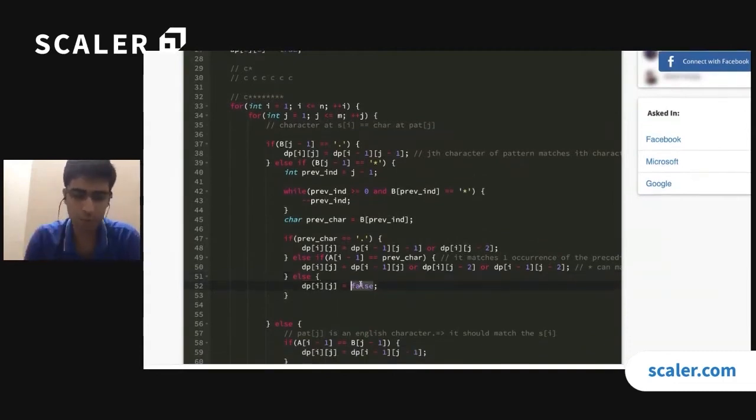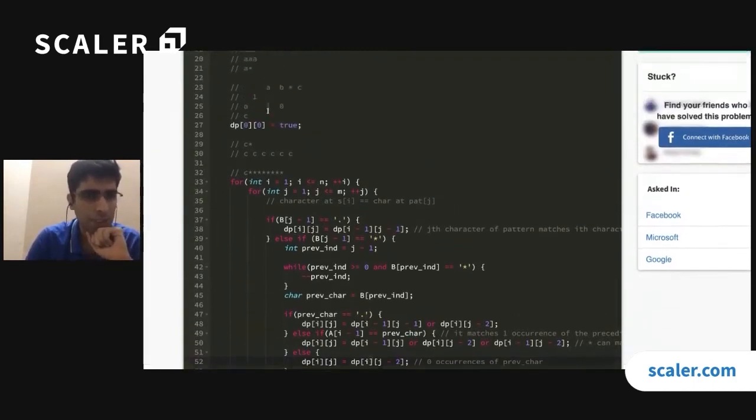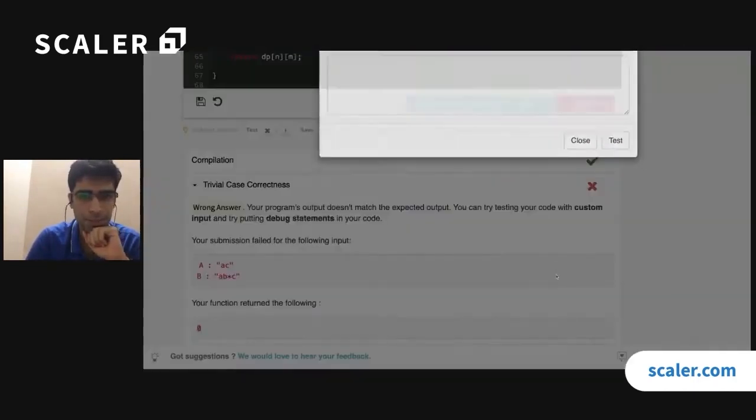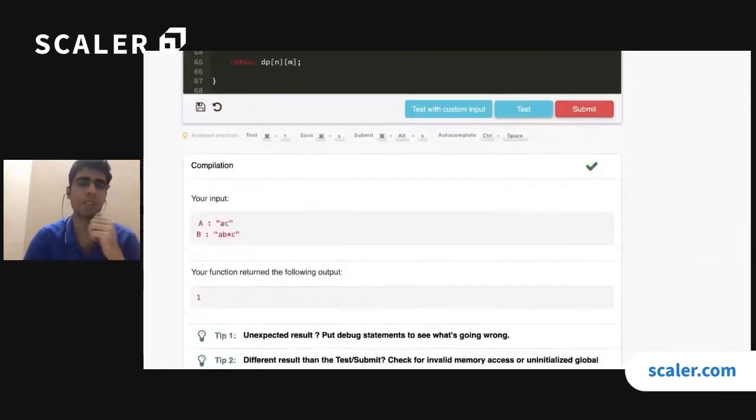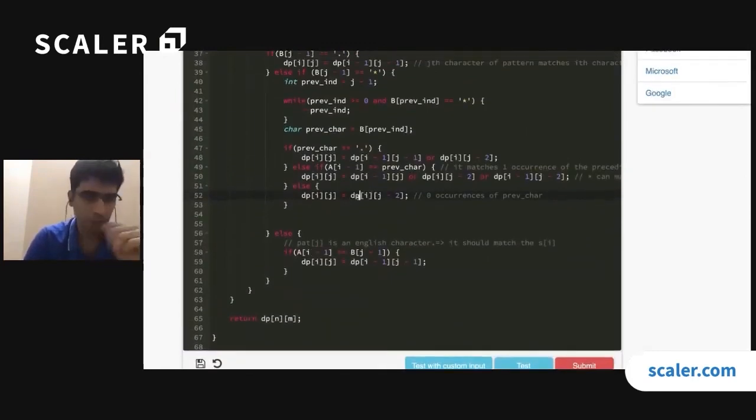dp[i][j] is either equal to dp of i minus 1. Okay. So I can match none occurrence of that. I mean, then it will be equal to dp[i][j-2]. What it means is that it will only match 0 occurrences of the previous character, right? And it should match the 0 occurrences of the previous character. So now this particular case should be correct. Let me take it as a custom input. Yep. So that case we have handled now. That thing is perfectly correct.